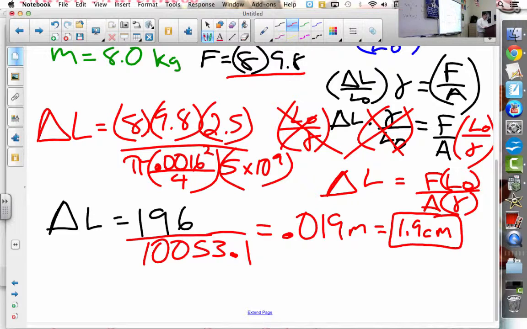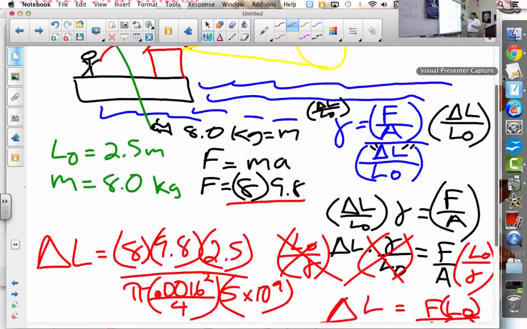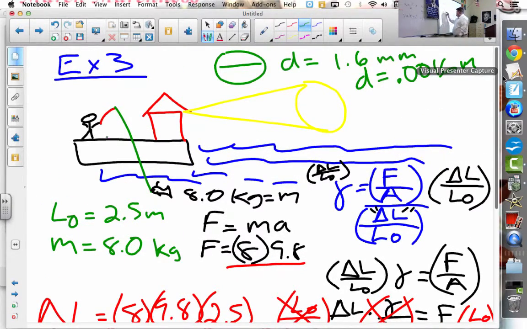So what does that mean? I'll give you guys a second to write that all down. What that means is, as soon as I reel in that fish, the original length of the line is 2.5 meters, but as soon as that fish breaks from the water and gravity is pulling on the fish, my line that's supposed to be 2.5 meters stretches just a little bit because the fish is pulling it down. And that little bit that it stretches is 1.9 centimeters. Does that make sense? Anybody have any questions?